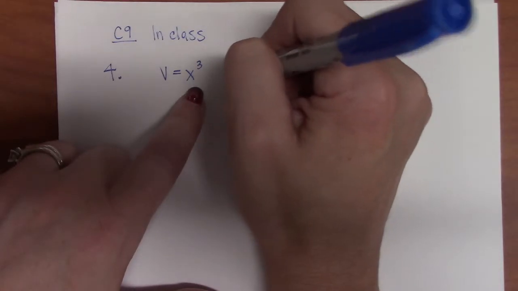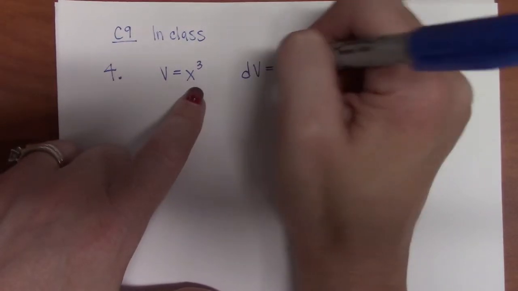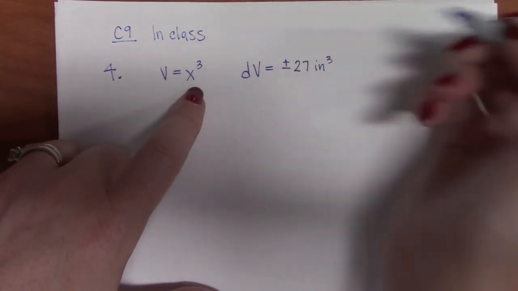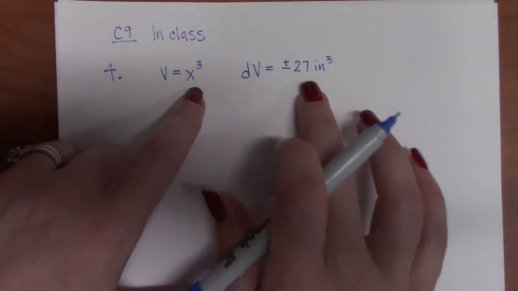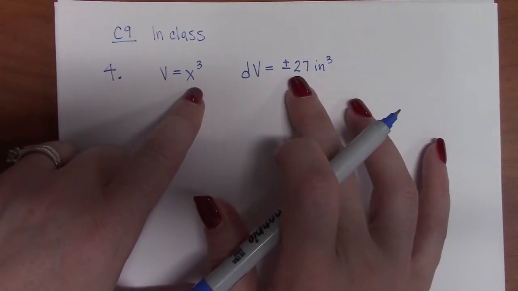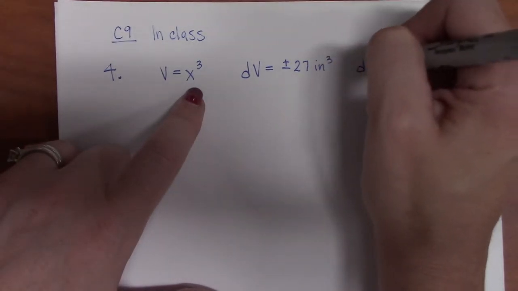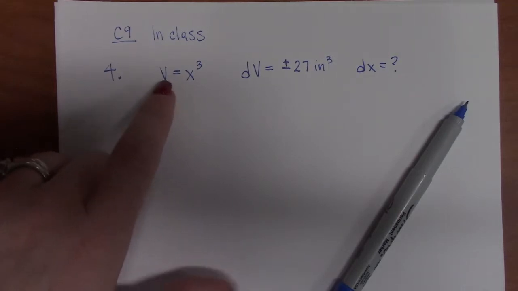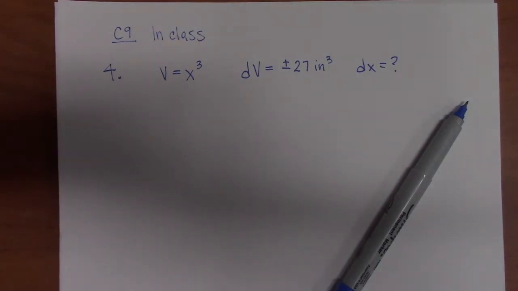We were given that there is an error rate in the volume of plus or minus 27 inches cubed. So in this case, we said that the volume was going to be off. And then we asked, what is the error rate for the length of the side? So we're looking for dx. So don't assume that every number you're given gets plugged into the equation. Sometimes we can give you the opposite. So we had to make sure that we're using our units here.